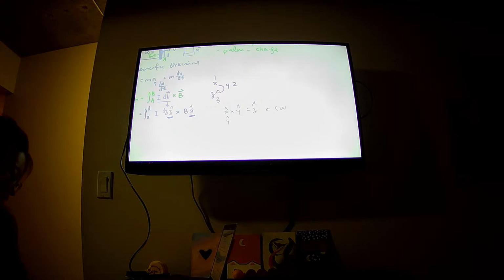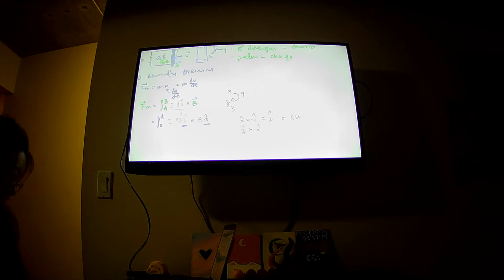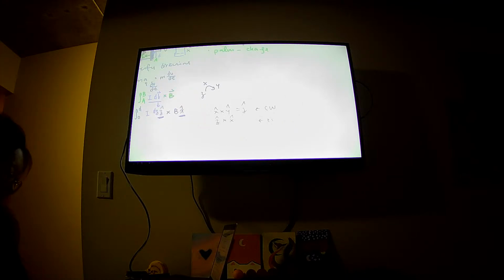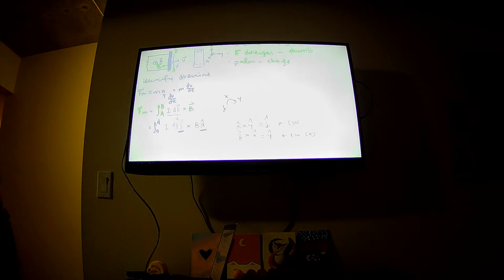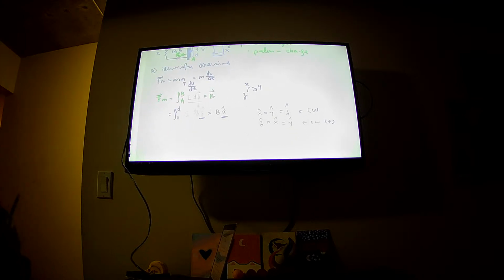So if you want to calculate the cross product of z times x, this is the right-hand rule. You just ask, how do I go from z to x? This is also clockwise, and clockwise means positive, so I'm going to put positive y over here. Wait, wouldn't you go counterclockwise from Z to X? No, this is a circle, it wraps around.